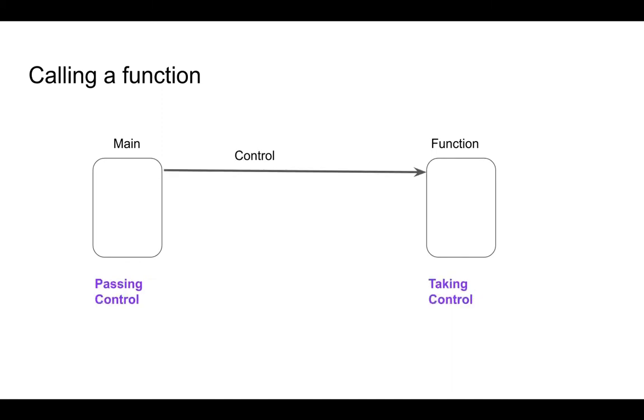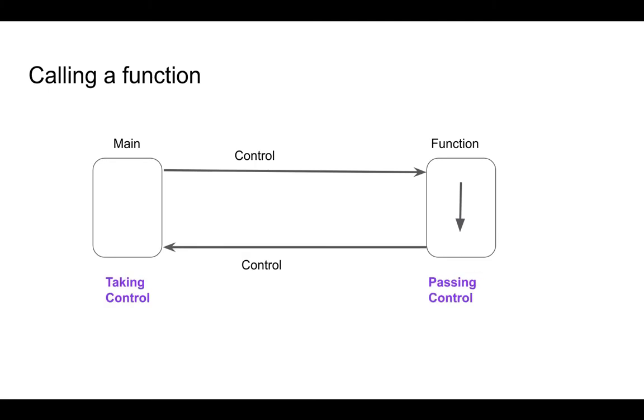While the function that was called is executing, the program that called it does nothing. Its execution is paused until the function completes, and then when the function returns control, the calling program can continue executing at the point just beyond the function call.